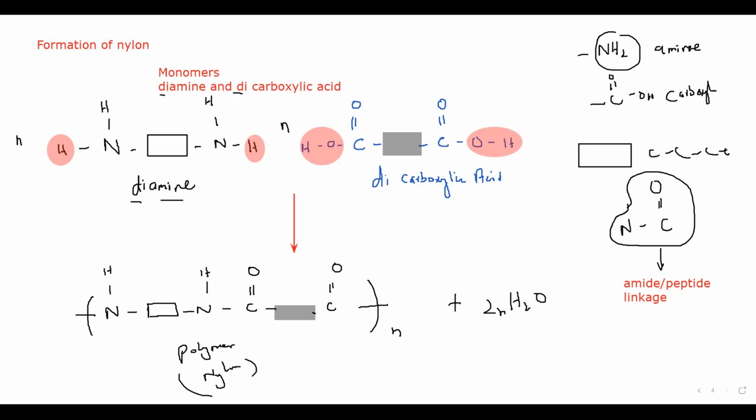It is formed when dicarboxylic acid reacts with diamine. Di means two. And amine, because NH2 groups are there, we call this amine.